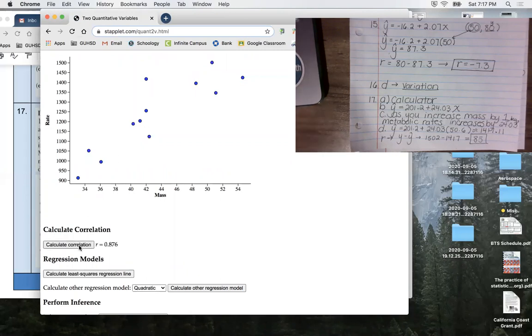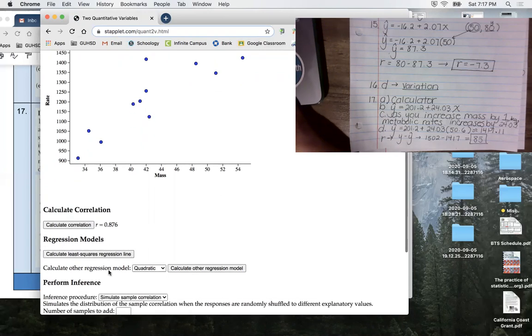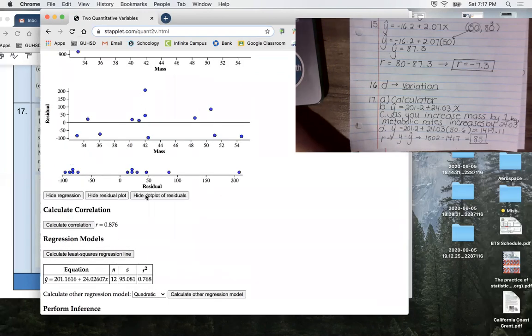I'm going to do that now. When I calculate that, it's actually closer to 0.9. It's 0.87. So that's a pretty strong correlation, which is great. And now we can calculate the least squares regression line. I'm going to ignore this, but these are residuals. This is showing you the points being above and below the line. This one right here has the smallest residual. That's for sure the smallest residual. This one probably has the largest.